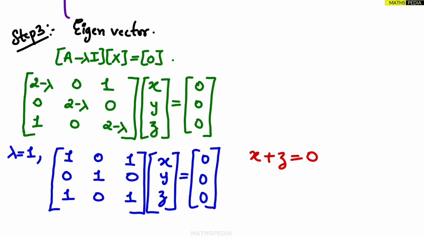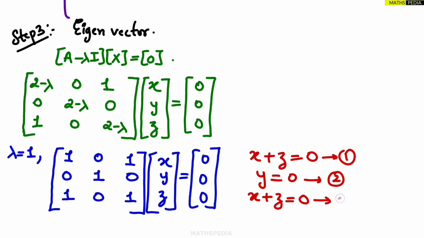Second equation, y, x is 0, so 0x plus y equal to 0, we have got directly. Then x plus z is equal to 0, the third row, from that we got. So 3 equations are formed. Let me just name them as 1, 2 and 3. So from this I need to get the values of x, y, z. Okay, so 2 equations are the same. Y is anyway 0 and x plus z is equal to 0.